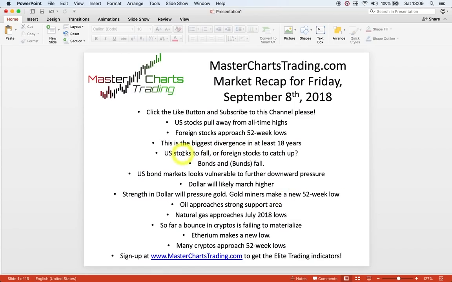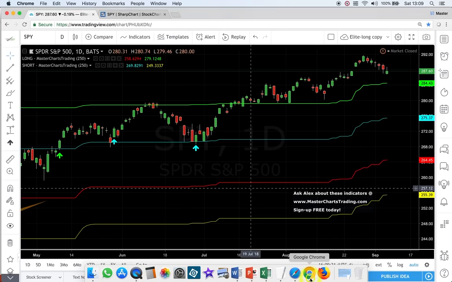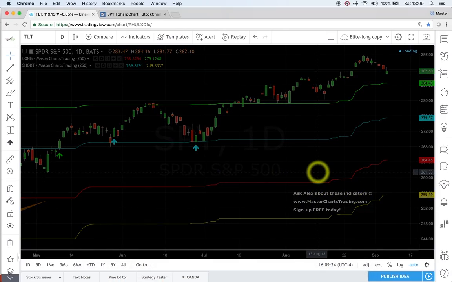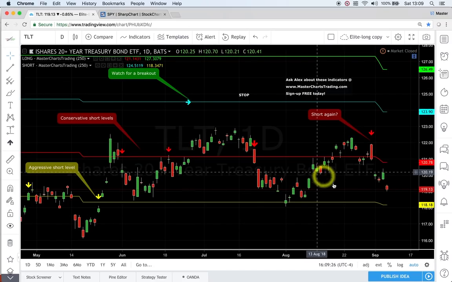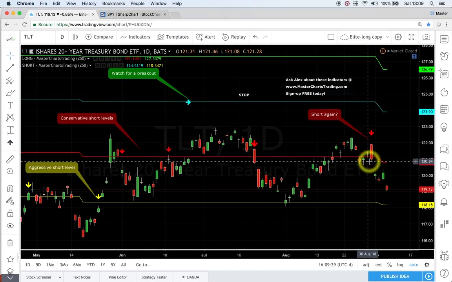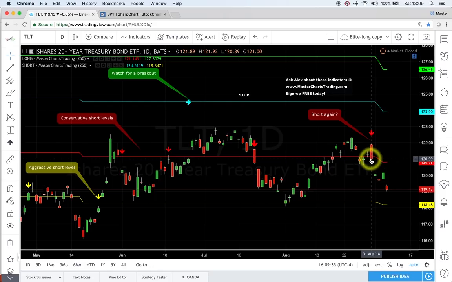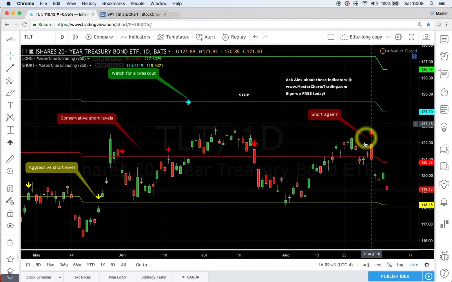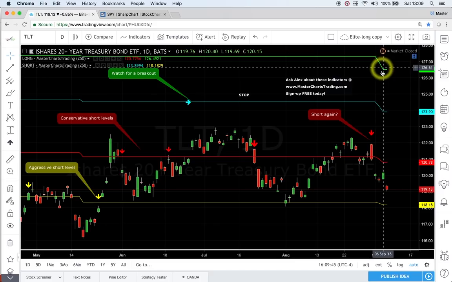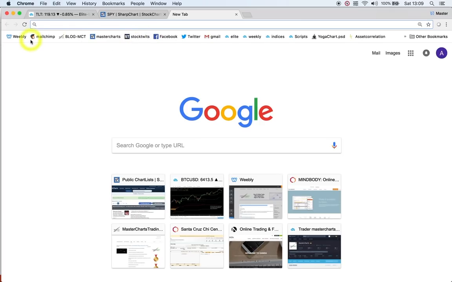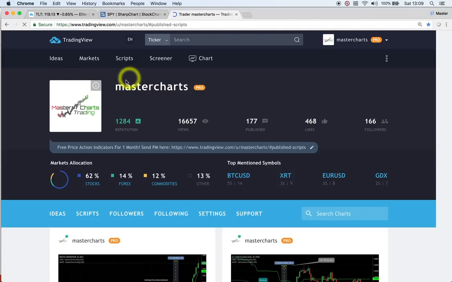Okay, so let's continue to bonds. First let's look at TLT, long dated treasuries. Actually, last Friday I said that I did not like this 31st of August 2018 close. This is strong selling. We had a close below the support resistance lines. You can see these red, blue, yellow, and green lines. Find out more about them at MasterCharts Trading, or you can go to tradingview.com as well and look for me there. Look for Master Charts.